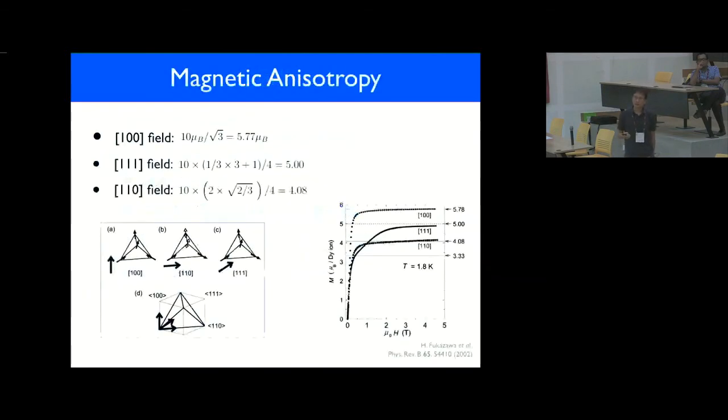What we're interested in is that we want to apply the magnetic field. And this is because of this single-ion anisotropy, this material is actually very anisotropic. If you apply the field in the 100 direction, the 111 direction, and the 110 direction, you get very different saturation magnetization. And that's due to this 111 single-ion anisotropy.